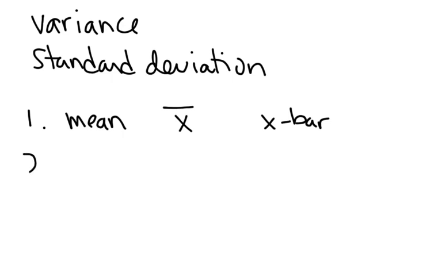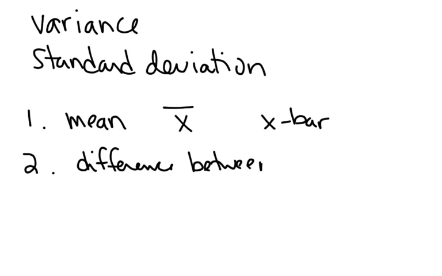The next thing that you're going to do is find the difference between x and x bar. In other words, you're going to take every value in your data and subtract the number you got for the mean. And this is probably going to be best done making a table, so you'll see an example of this in a few. After you find all of those differences, I want you to square all those differences.